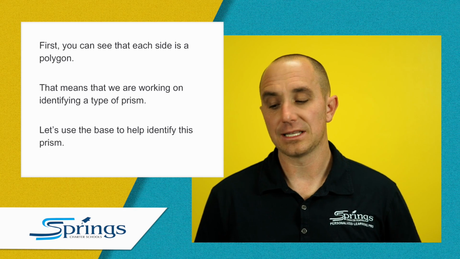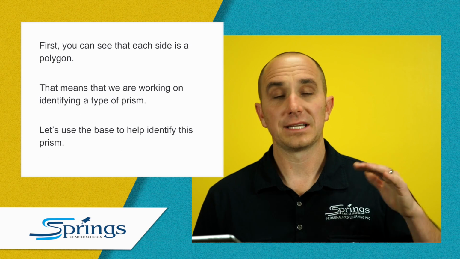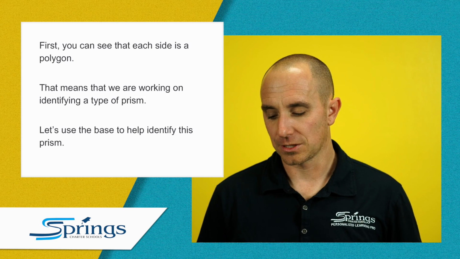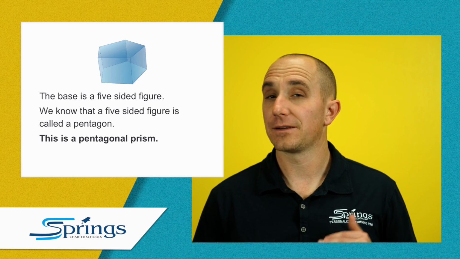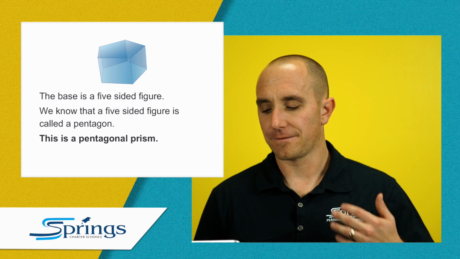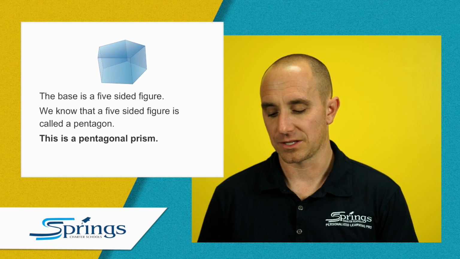First, you can see that each side is a polygon. That means that we're working with identifying some type of a prism. So let's use the base to help us identify this prism. The base is a 5-sided figure. We know that a 5-sided figure is called a pentagon. So this is a pentagonal prism, and we've talked about this one before.